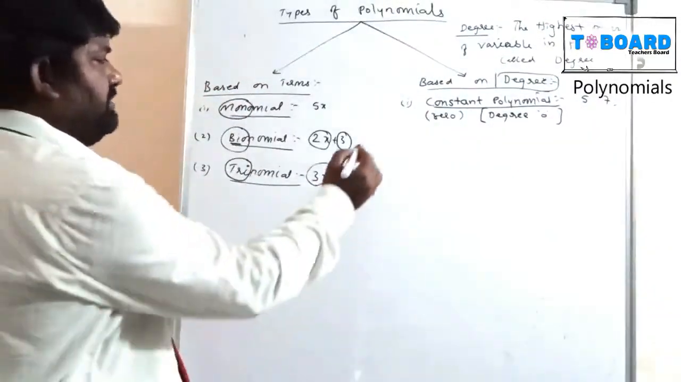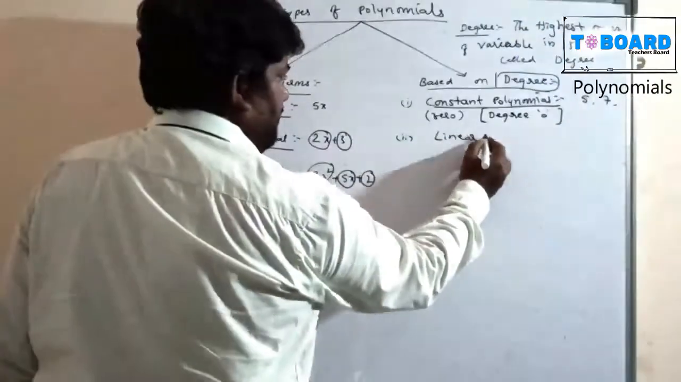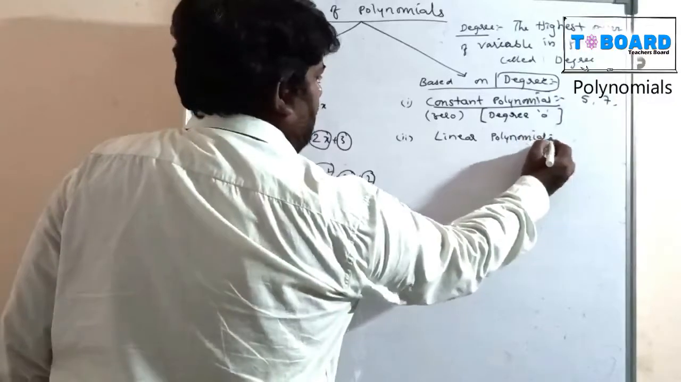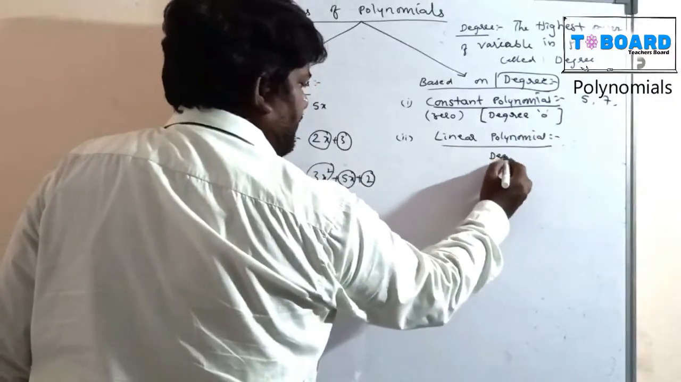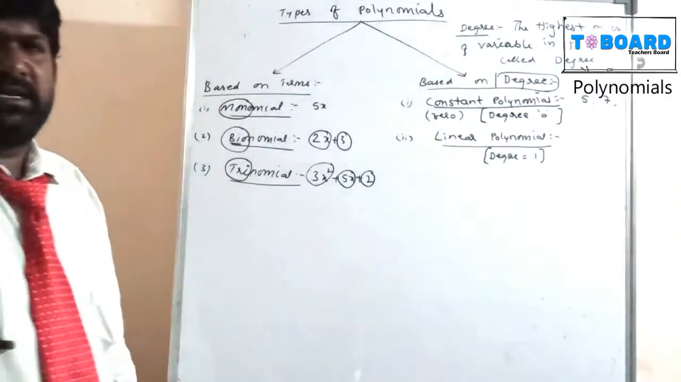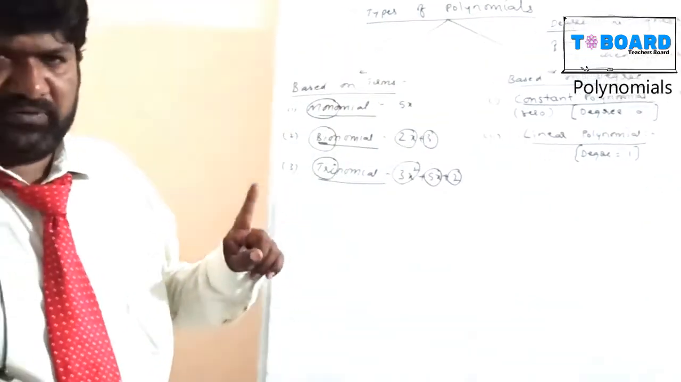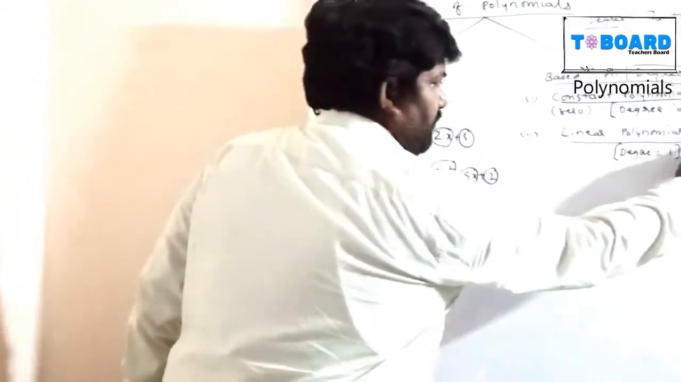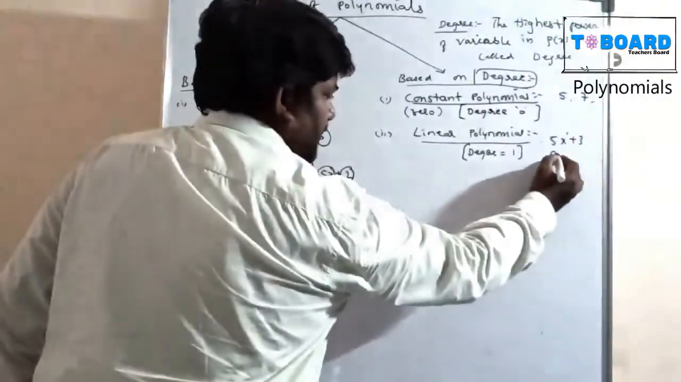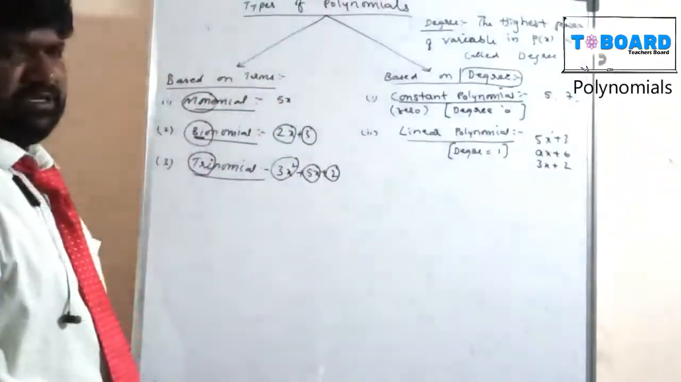Now the second one, linear polynomial. Linear polynomial means the degree is 1. If the degree is 1, it is a linear polynomial, meaning the highest power of x is 1. Examples: 5x plus 3, ax plus b, or 3x plus 2.